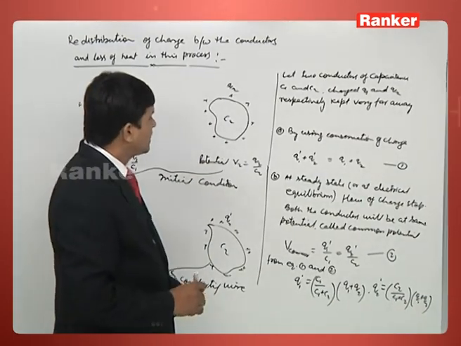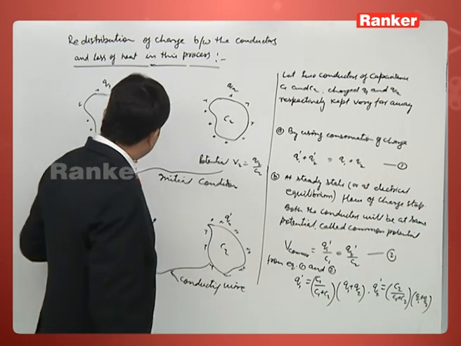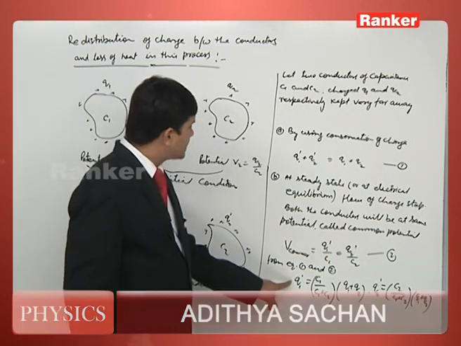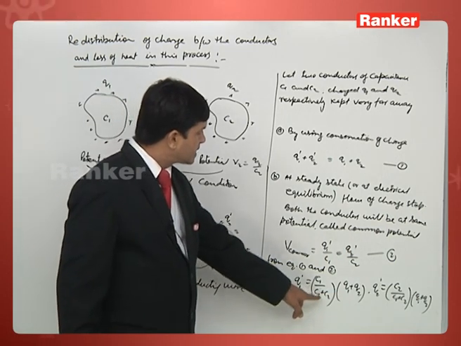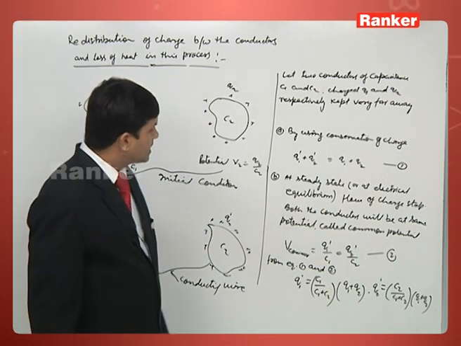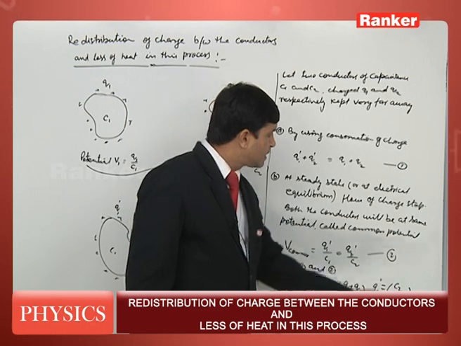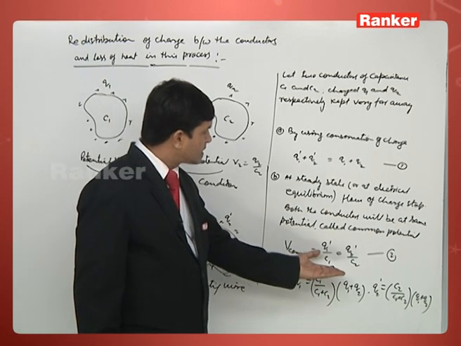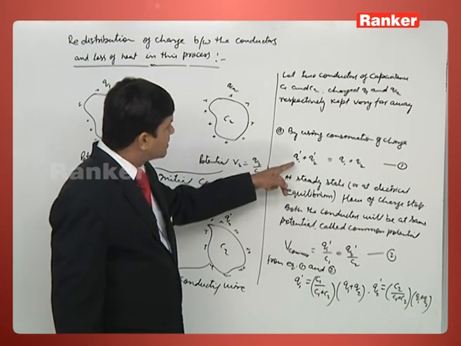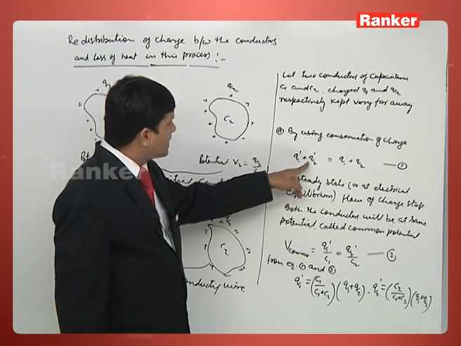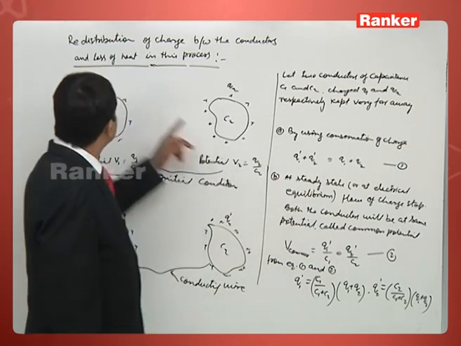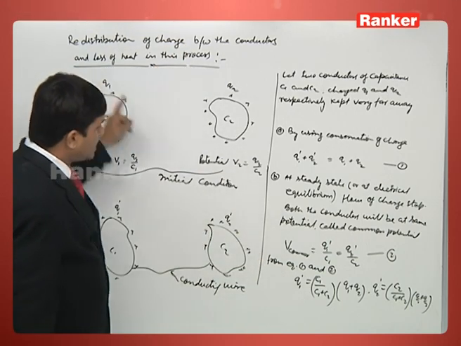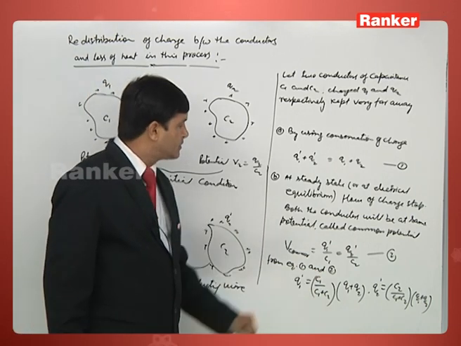These are the values of final charge after connecting these two conductors with a conducting wire. So Q1 dash is C1 by C1 plus C2 into Q1 plus Q2. Similarly, Q2 dash is equal to C2 by C1 plus C2 into Q1 plus Q2. So this is the redistribution of charge between the conductors. The initial charge on this was Q1, now the charge on this is Q1 dash, and this is the value.